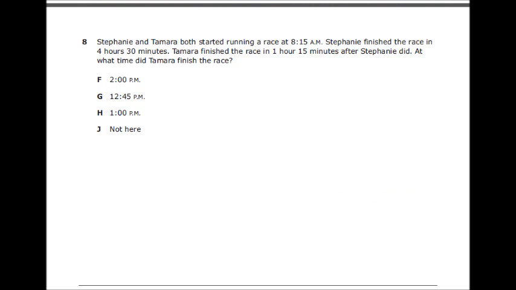Stephanie and Tamara both started running a race at 8:15. Stephanie finished the race in 4 hours and 30 minutes. Tamara finished the race in 1 hour and 15 minutes after Stephanie did. At what time did Tamara finish the race?